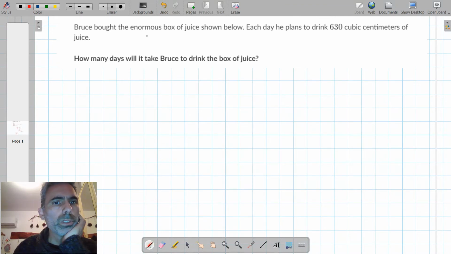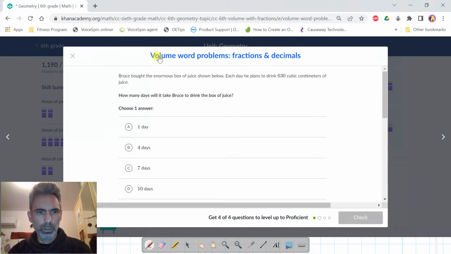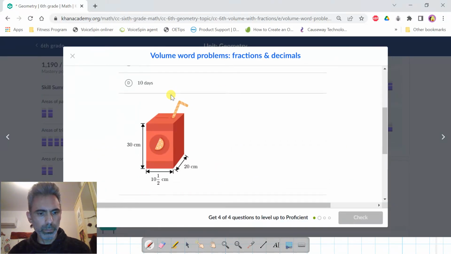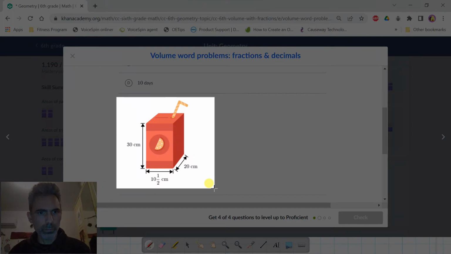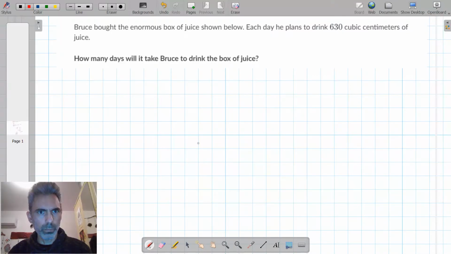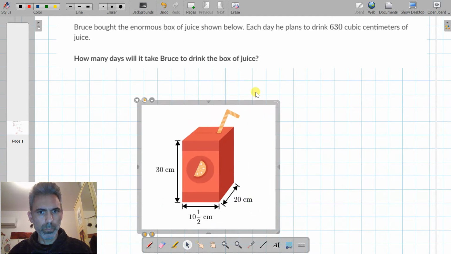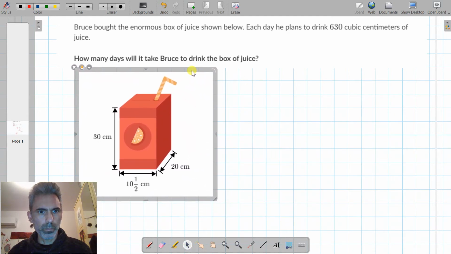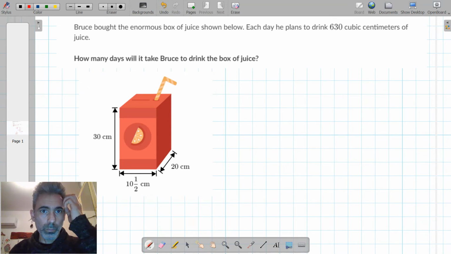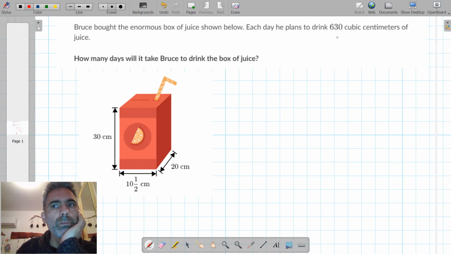Bruce bought the enormous box of juice shown below. There's the box. Each day he plans to drink 630 cubic centimeters of juice. How many days will it take Bruce to drink the box of juice?